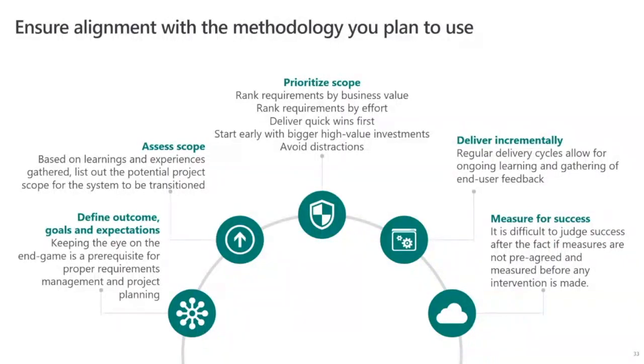Whenever you can, deliver incrementally. Regular delivery cycles allow for ongoing learning and gathering of end-user feedback, and measure for success. It's very difficult to judge success after the fact if measures are not pre-agreed and measured before any intervention is made. So that's why it's very important that early on in your project, you define your measures and you track them to see really how. Unified interface is not a technical project. It's really a business value driven project.